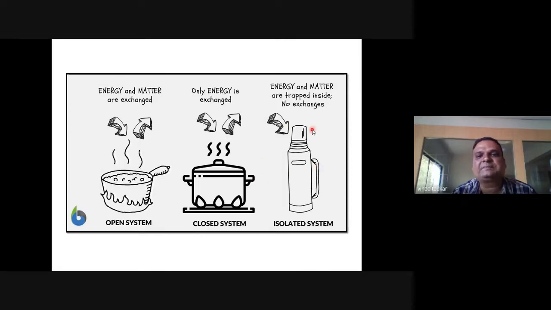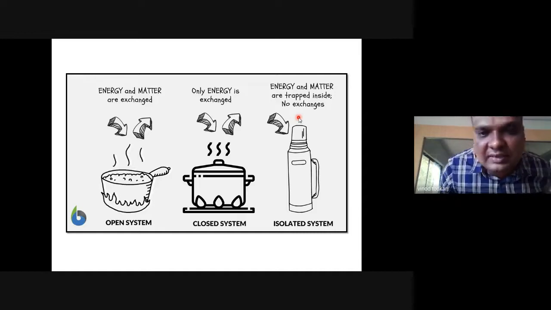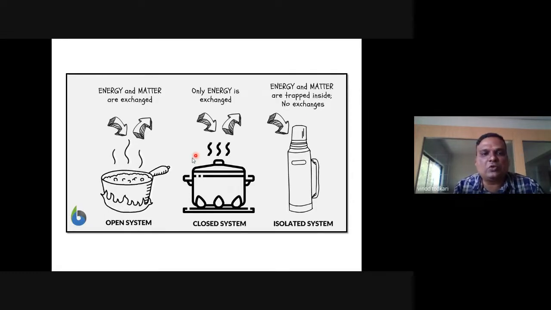Thermos flask. Which type of system is this? Isolated system. Yes, this is isolated system because it cannot have mass interactions or energy interactions with the surrounding. So I believe that this concept is clear to you. Three types of systems: open system, closed system, and isolated system.